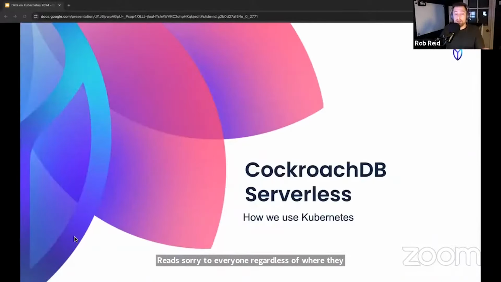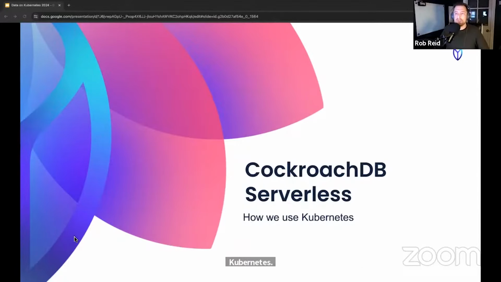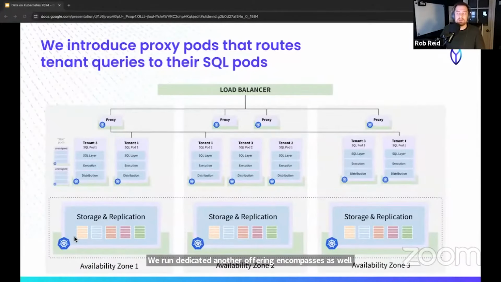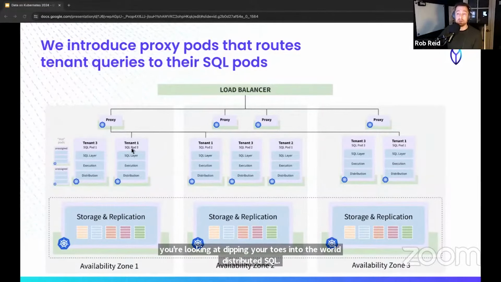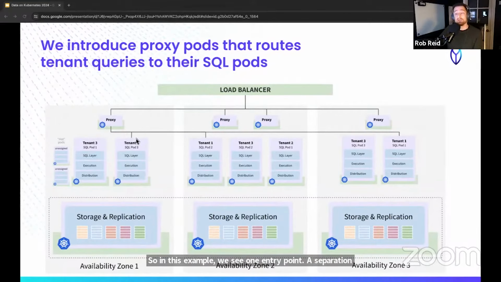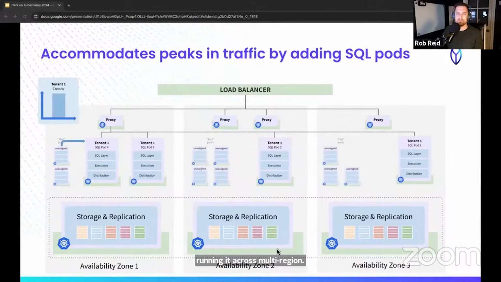I'm going to talk about serverless at the moment because we run that on Kubernetes. We run dedicated, another offering, on Kubernetes as well, but I'll talk about serverless. And it's a great one to try if you're looking at dipping your toes into the world of distributed SQL. So in this example, we see one entry point, a separation of SQL and storage, the isolation between tenant pods, a warm pool of unassigned pods that are ready to be associated to a tenant. And it's also running across multiple AZs, although you're more likely to be running it across multi-region. That's exactly what we tend to do. And let's just focus on tenant 1 for the time being.